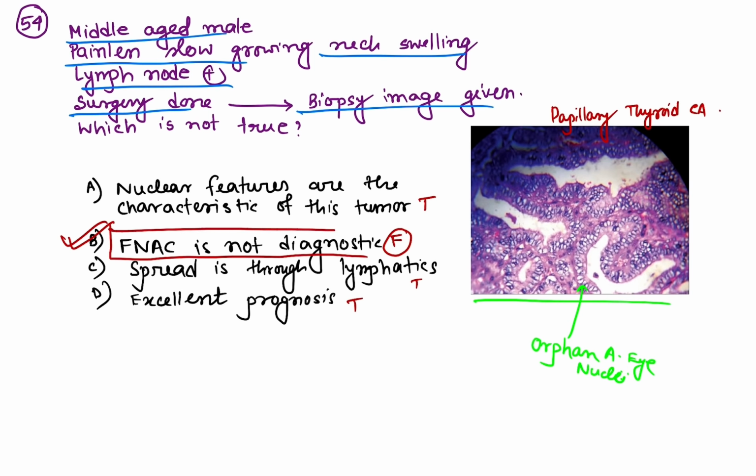FNAC is diagnostic for papillary thyroid carcinoma, but FNAC cannot differentiate between which type of thyroid cancer? That is the follicular variety of thyroid cancer. It cannot differentiate follicular adenoma and the follicular variety of thyroid cancer.